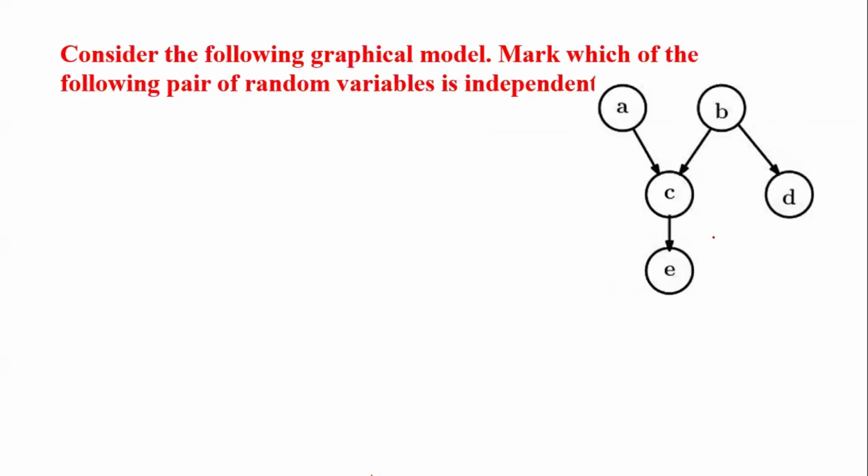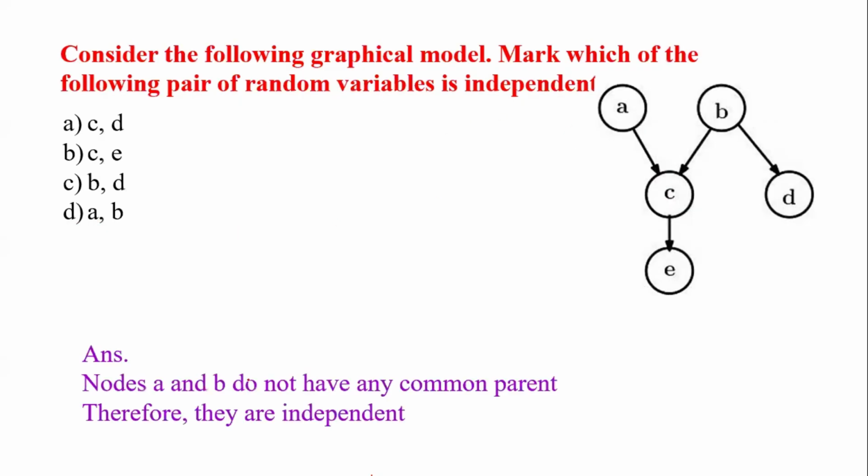Now, A, B, C, D, E are there. Those are the nodes. Now, we have to select which two random variables are independent. Nodes A and B do not have any common parent. Therefore, they are independent. Like C, the arrow. In this, A to C, the arrow is on this side and on this side. So, A and B are not connected. That means, yes, obviously it is connected, but they are independent of each other.